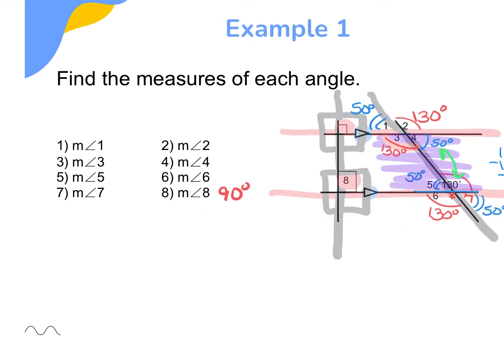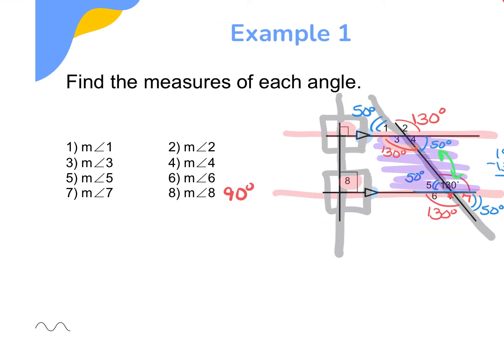So let me go ahead and fill in the answers now. So angle 1 is 50. Angle 3 is 130. Angle 5 is 50. Angle 7 is 50. Angle 2 is 130. Angle 4 is 50. And angle 6 is 130.